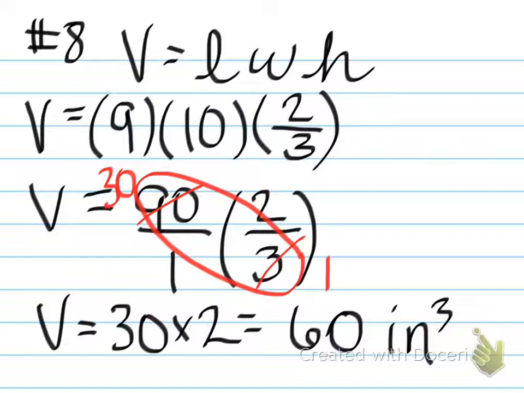I'm able to cross simplify. 3 goes into 3 one time. 3 goes into 90 30 times. What I'm left with, just 1's across the bottom, so nothing as a denominator. And 30 times 2 is 60. So the rectangular shaped watermelon would have a volume of 60 cubic inches.